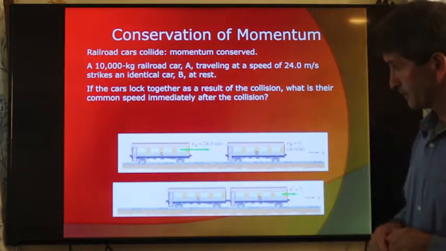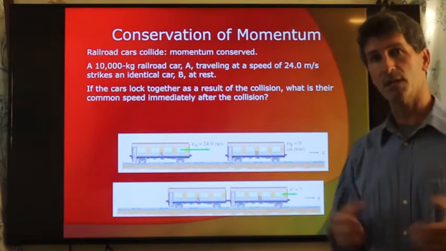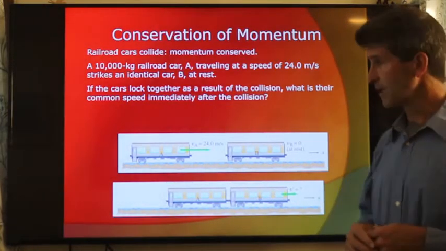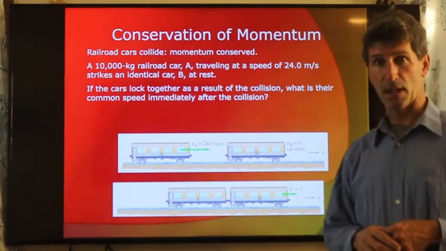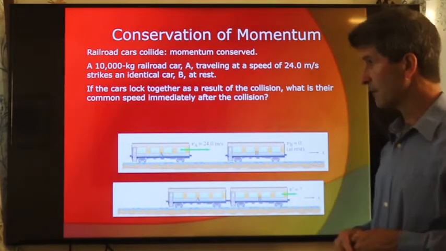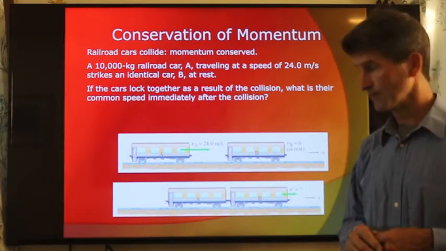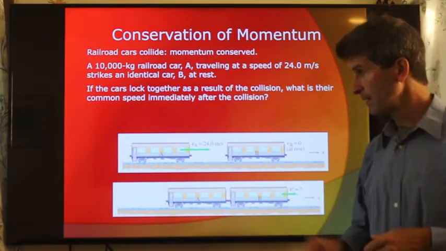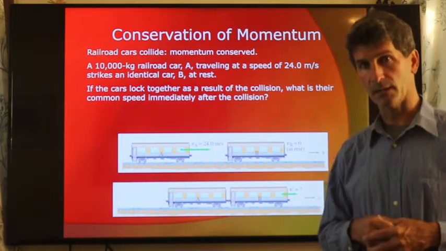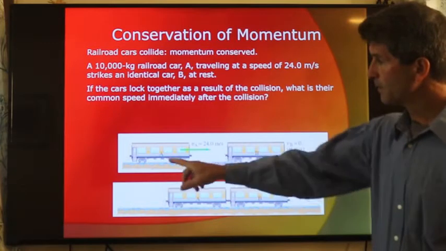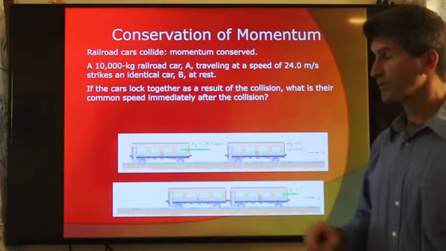Here's an example. We have two train cars. Both have the same mass, so this is going to make this pretty easy. The first car comes in with 24 meters per second of velocity. That means whatever its mass is, times the 24 will be its momentum. After the two collide, how fast are they going? Well, think about this without even doing the calculation.